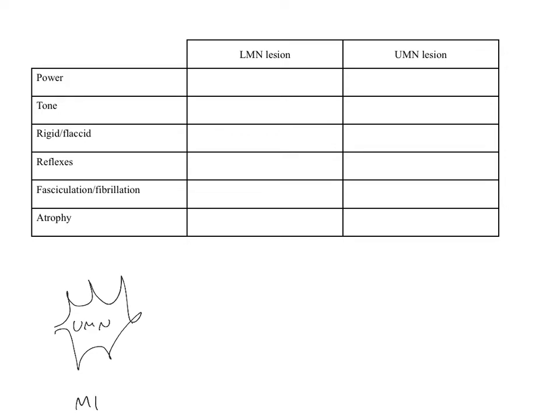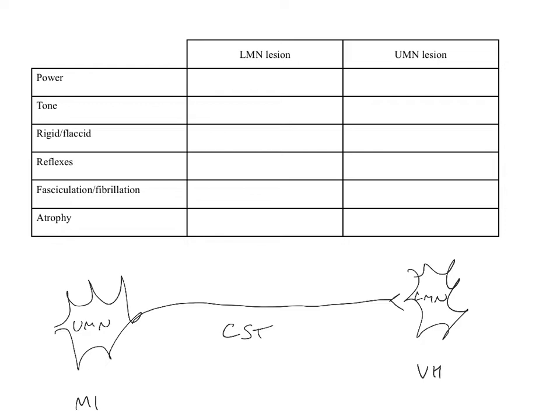They send their axons down through the brainstem and spinal cord, primarily within the corticospinal tract, and then they synapse upon the cell bodies of lower motor neurons. And you should recall that the cell bodies of lower motor neurons are generally found within the ventral horn or various motor nuclei of cranial nerves within the brainstem. So I'll just put ventral horn here.